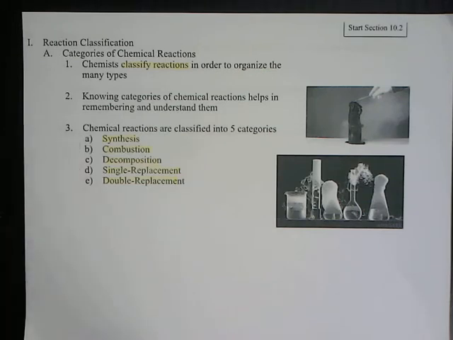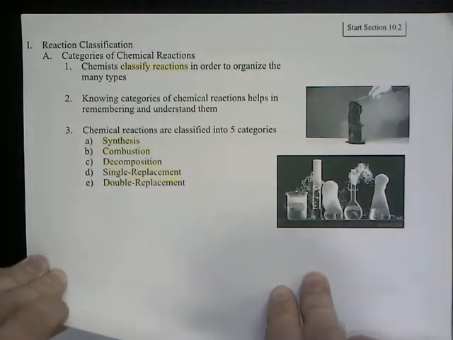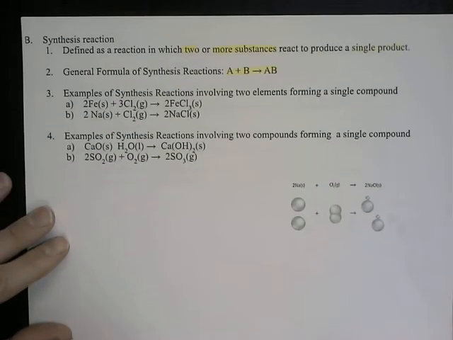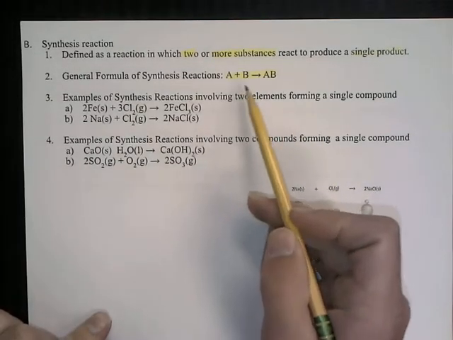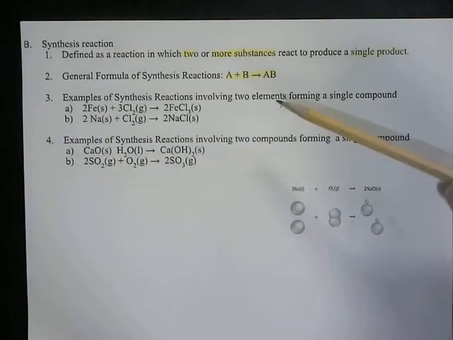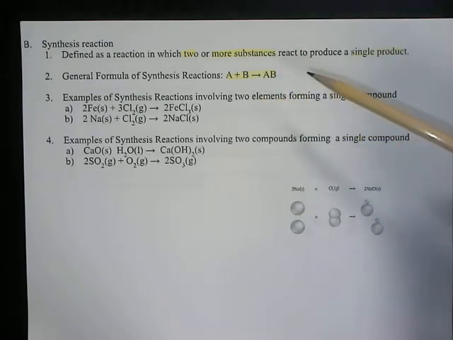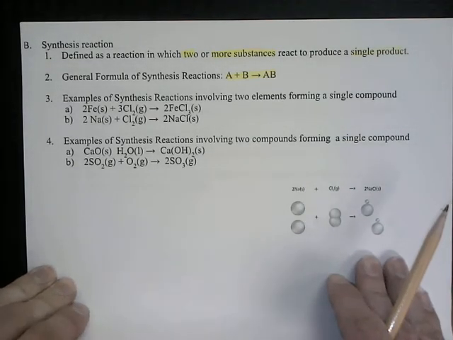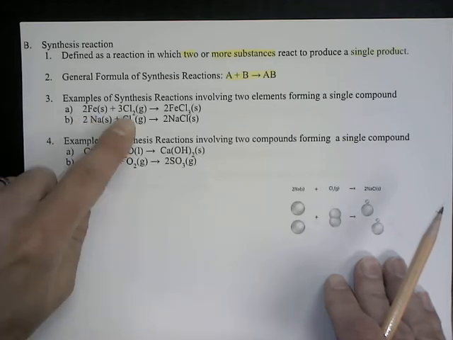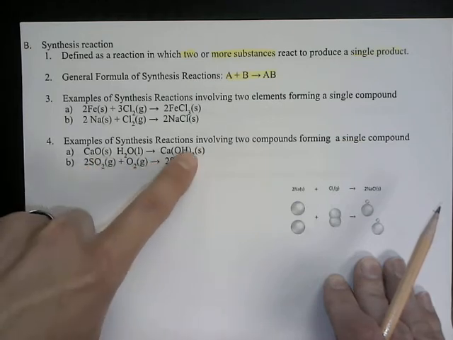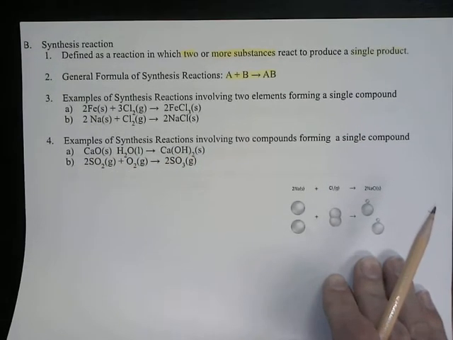I'm not going to get into too much detail here because we will identify each of these reactions. So we start out here with a synthesis reaction, and what we have here is the general formula. Again, these are not any specific substances or atoms or molecules, they're just generic formulas. It's when 2 or more substances produce a single product. Here are some examples where we can see we can have 2 individual elements make 1 compound, or we could have 2 compounds make a single product compound.